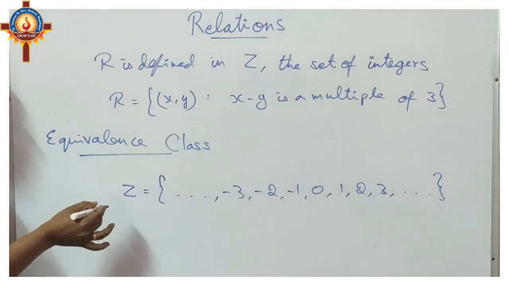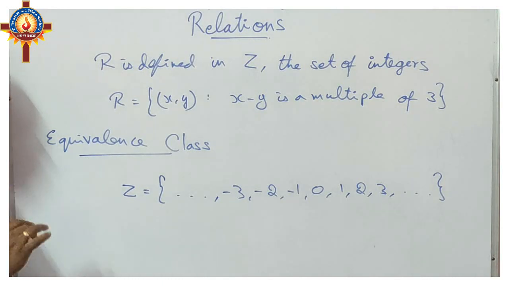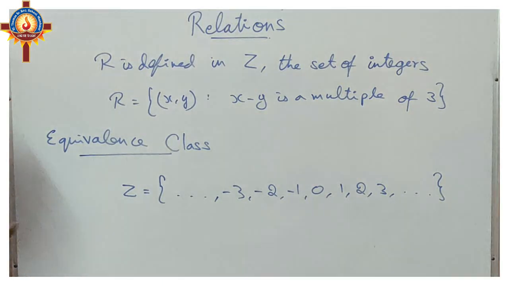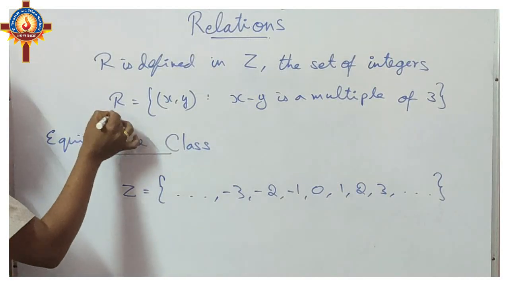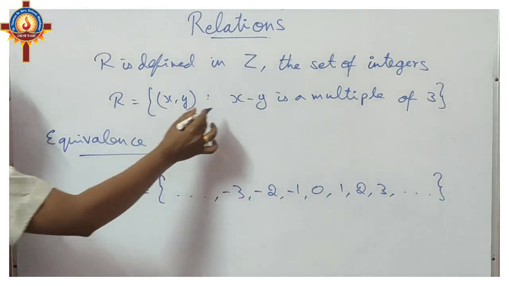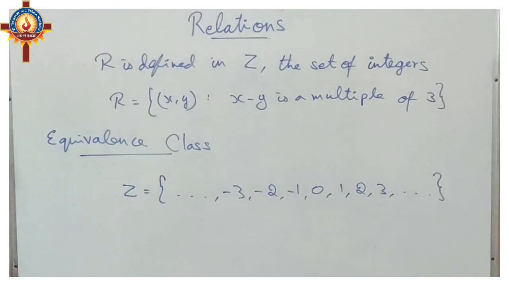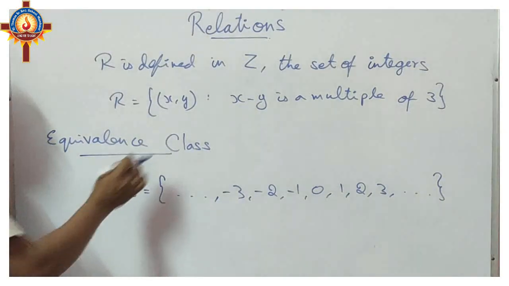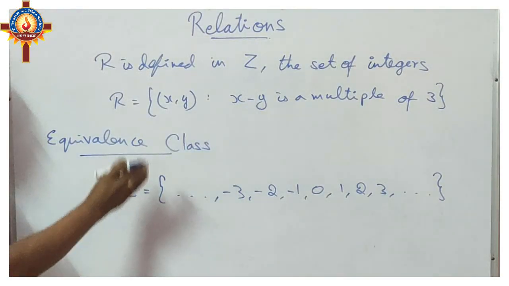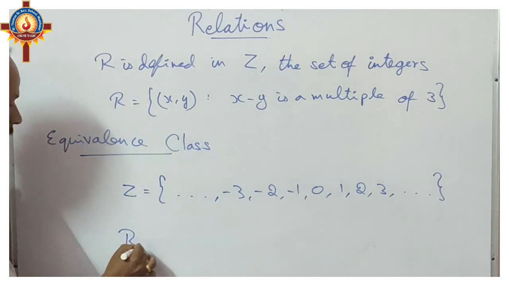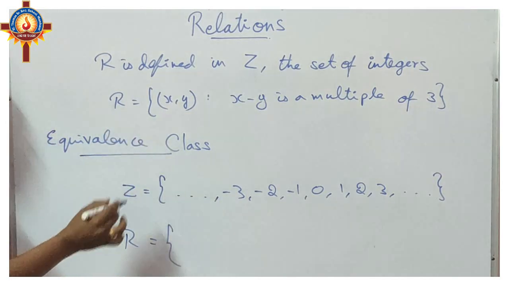But it needs to satisfy some conditions. So what are those conditions? We'll see with an example considering the same relation R. So here x minus y is a multiple of 3. Let's group the elements which are satisfying this condition. That means we will find the elements related by this R.